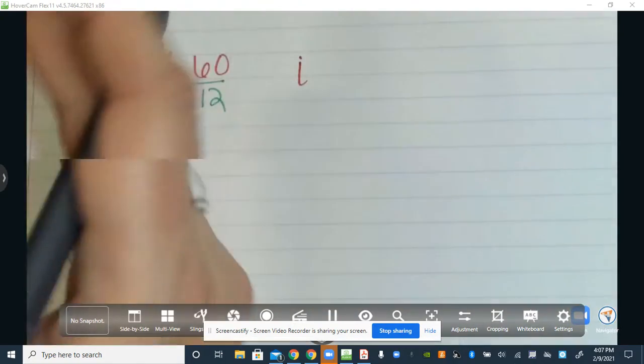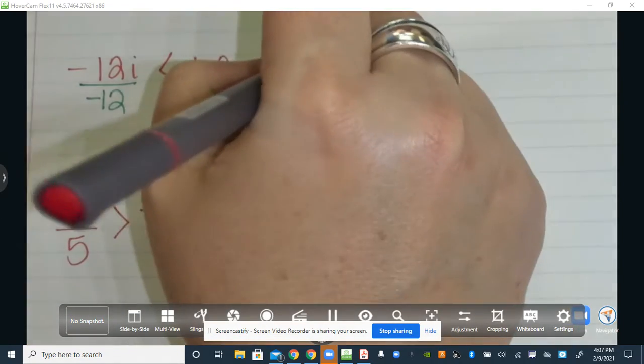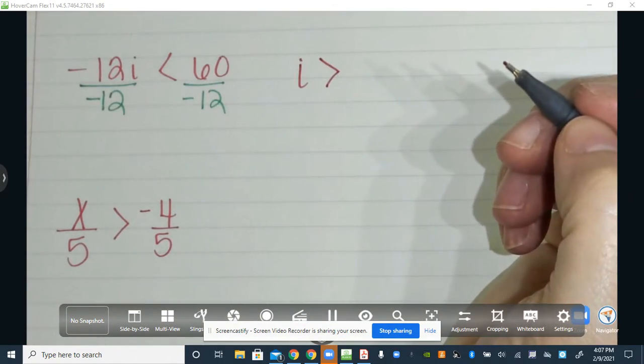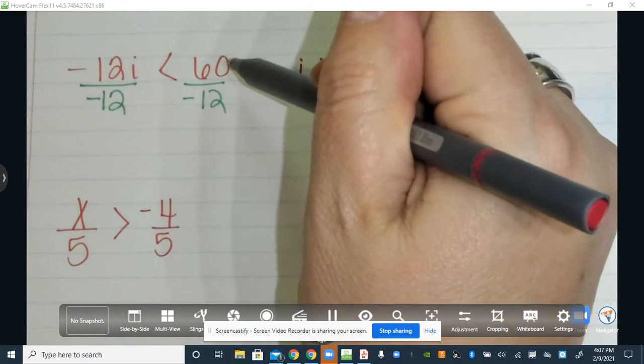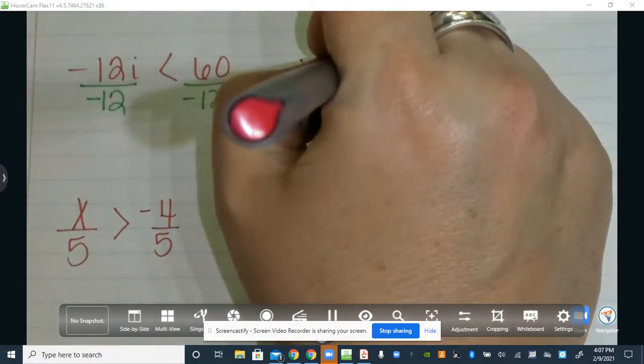Okay, I flip my sign over, so just think of it like you're scooping grilled cheese and you're flipping it over. So it's going to look like this now, which will be greater than. And 60 divided by negative 12 gives me a negative 5.